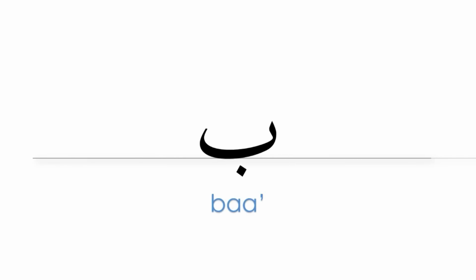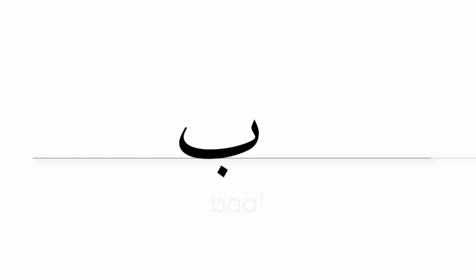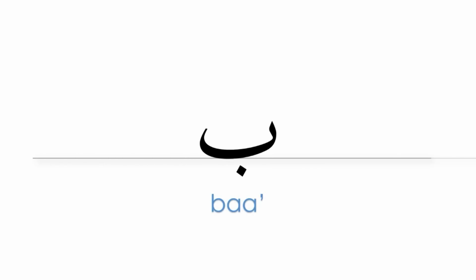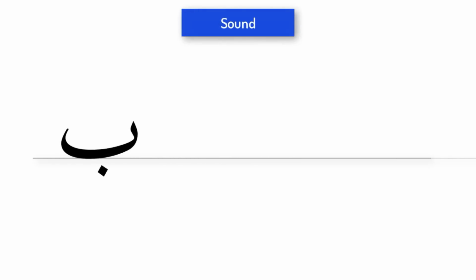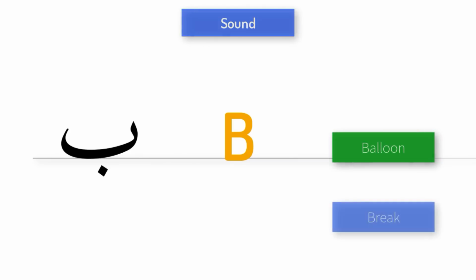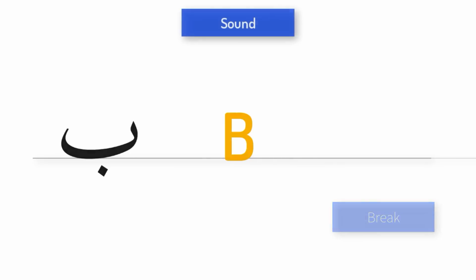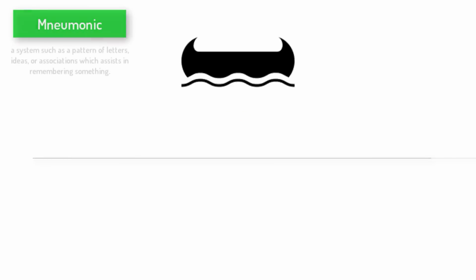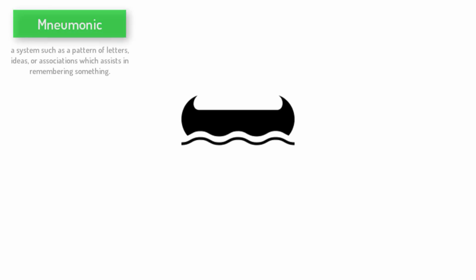It's important that we pay close attention to this line in the Arabic language, since many letters have dots or curves that fall beneath it, and so being accurate is important to avoid letters becoming confused. The sound that the ba makes is much like the letter B in English in words such as ball, balloon, or break. A good way to remember its sound is to think of a boat, which represents its shape.